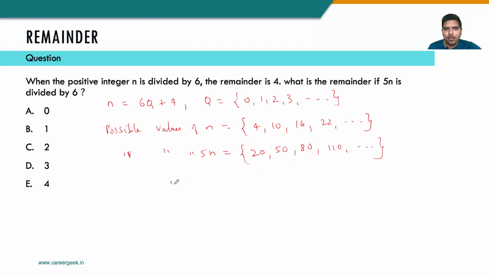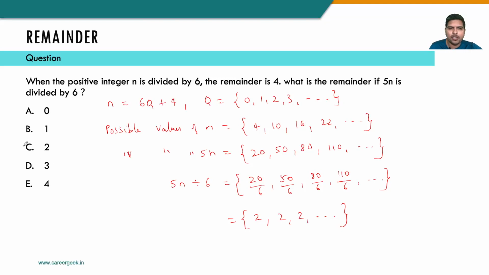Now what is the remainder if 5n is divided by 6? So what we'll need to do is divide each and every number by 6 and see what remainder we are getting. So you all can see that 20 upon 6, the remainder is 2, right? 18 plus 2. 50 is 48 plus 2. 80 is 78 plus 2. You need not solve further. Once you get two answers which are 2, you know that the answer is correct.